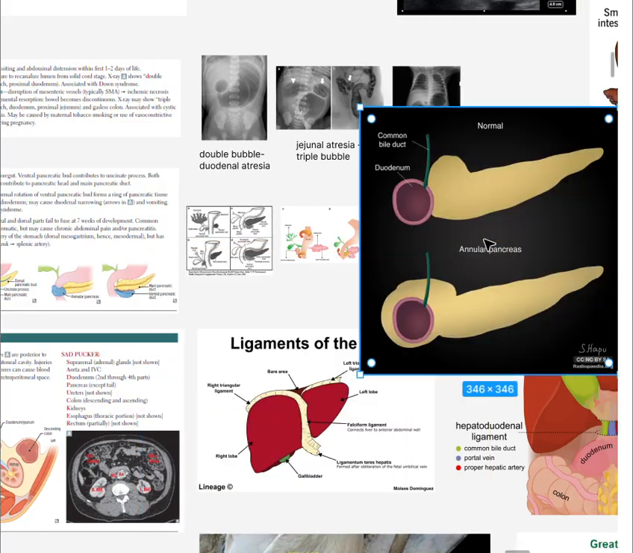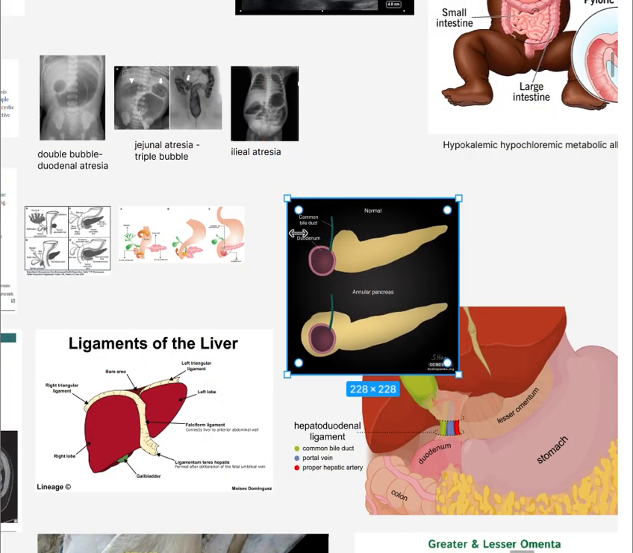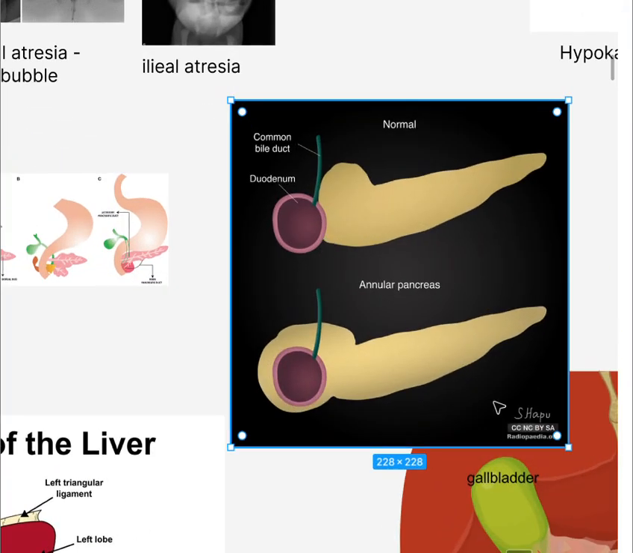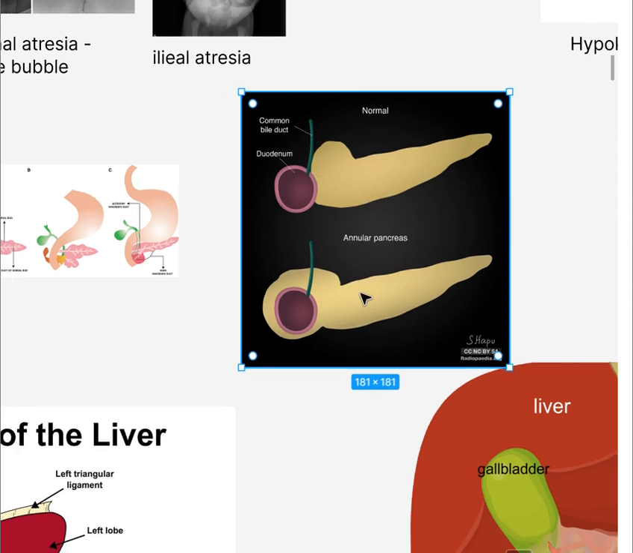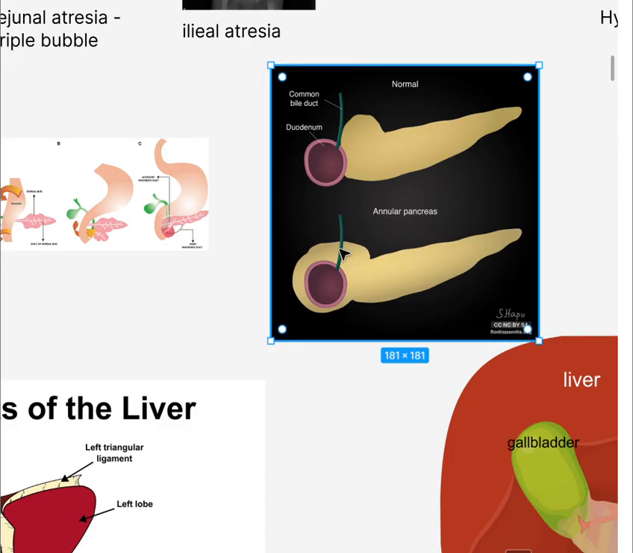So this is a normal, can you see that the upper image is a normal? This is the common bile duct, this is the duodenum, and this is where you have the pancreas. Now this is the annular pancreas, where this is the common bile duct, this is the duodenum, but all around this duodenum you have some pancreatic tissue.